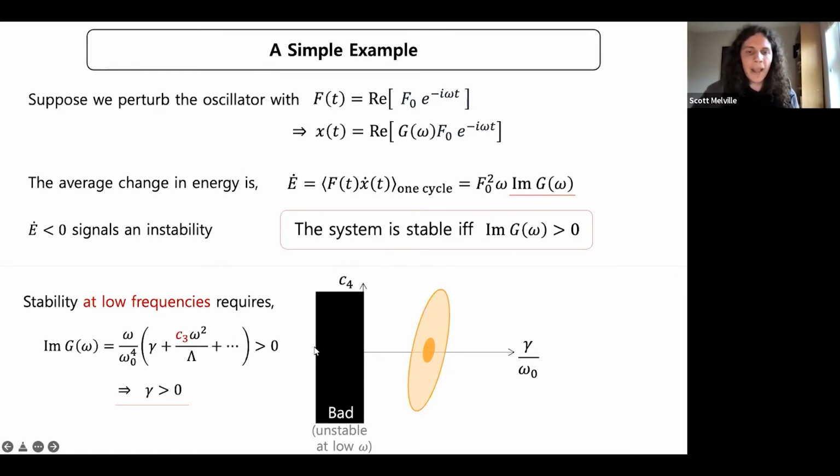Good. But we can do better, right? Because this is a condition that really should apply at any frequency, right? We don't want it to be the case that at some high omega, the system suddenly goes unstable if you give it a bit of a kick. So there's a lot more constraining power in this condition.